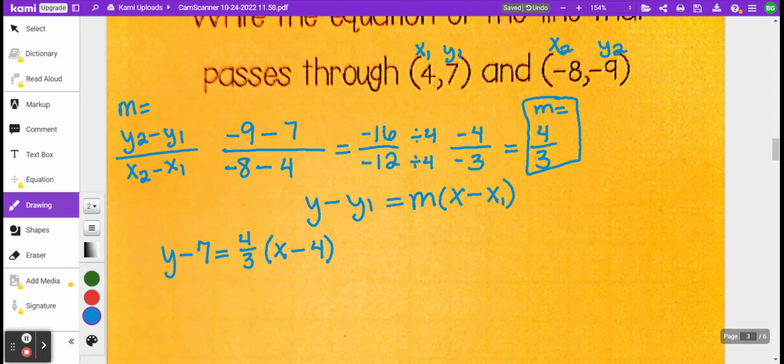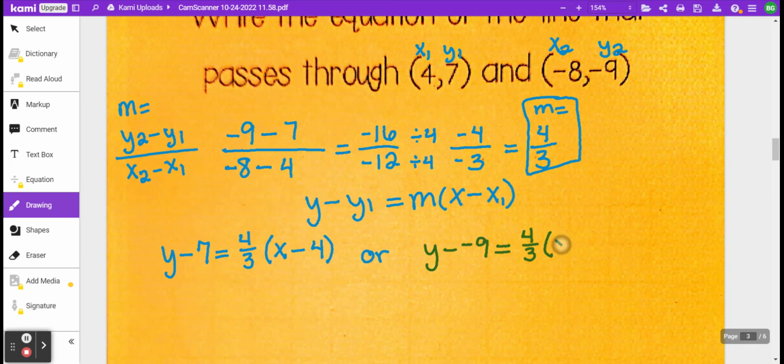There's no double negatives, there's nothing I need to simplify, but just know that we can also use those other points. So let's take a look at those. I can say y minus, in this case I had a -9, equals my slope of 4/3 times x minus -8.